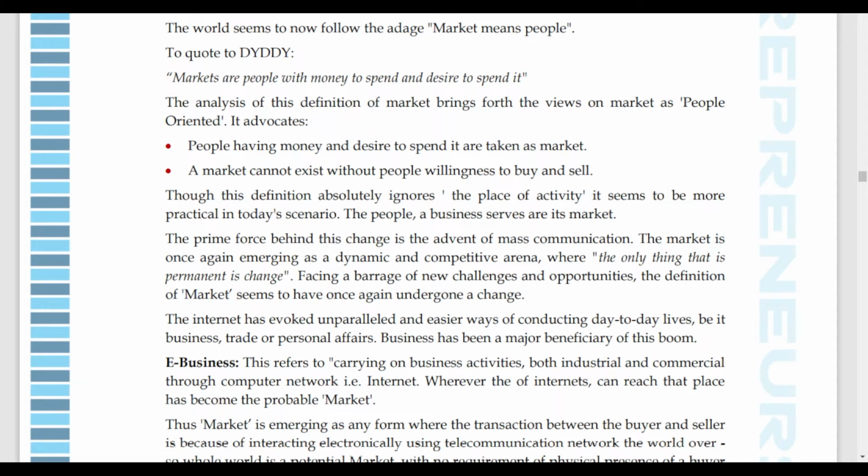The market is once again emerging as a dynamic and competitive arena where the only thing that is permanent is change. Facing a barrage of new challenges and opportunities, the definition of market seems to have once again undergone a change. The internet has evoked unparalleled and easier ways of conducting day-to-day lives, be it business, trade, or personal affairs. Business has been a major beneficiary of this boom.